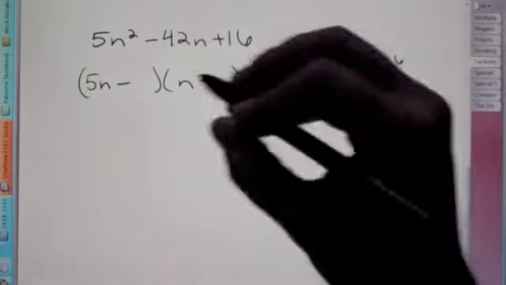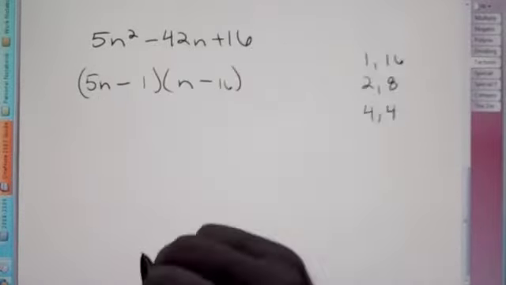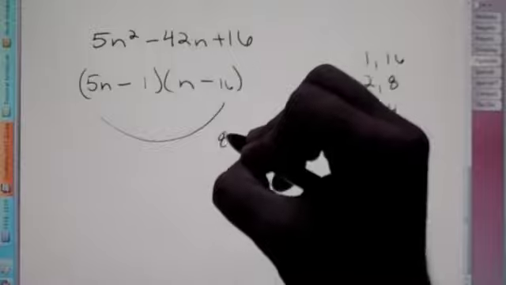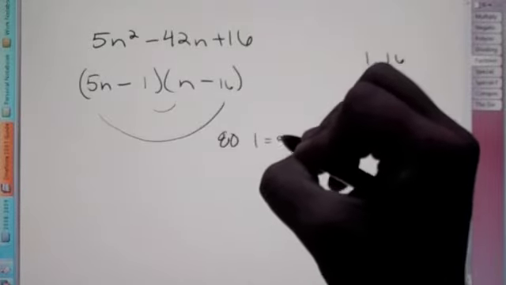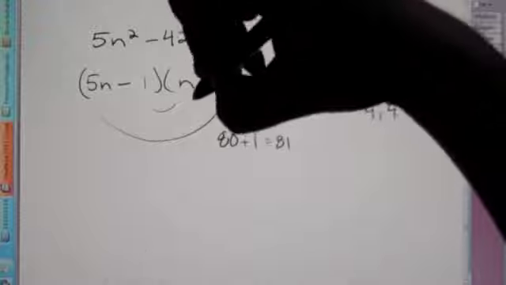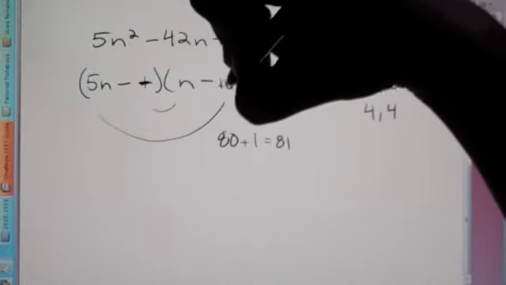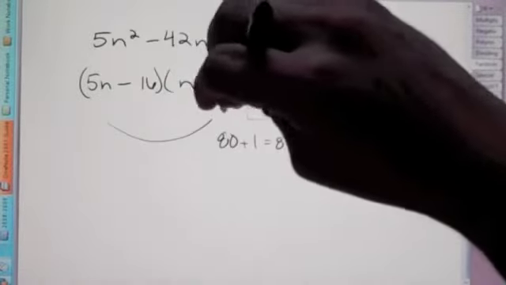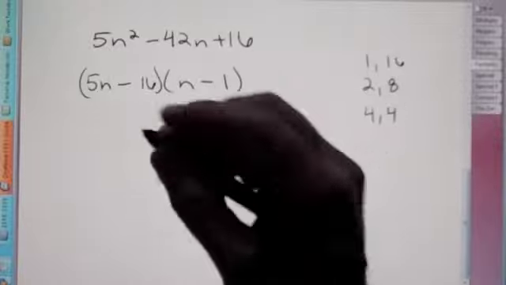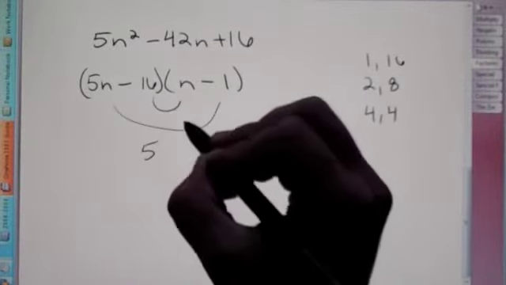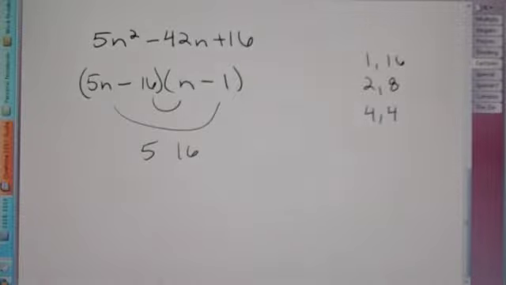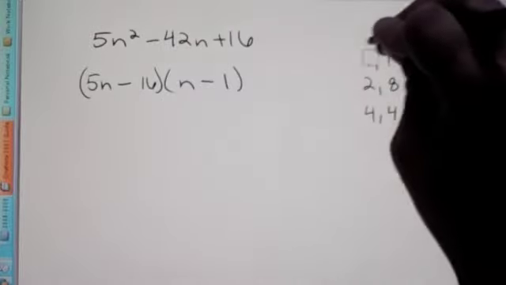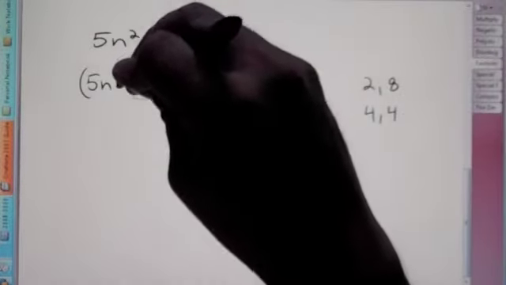Let's start with 1 and 16. If I put a 1 here and a 16 here, if I do the outer, 5 times 16 is 80, and this is 1. This gives us 81. That's not what we want. So let's try a different pair. Let's try switching that around. Let's put a 16 here and a 1 there. Well, if we do that, then our outer is going to be 5, and our inner is going to be 16. That adds up to 21. But again, we need 42. So we know that 16 and 1 is no longer an option, because neither combination works.